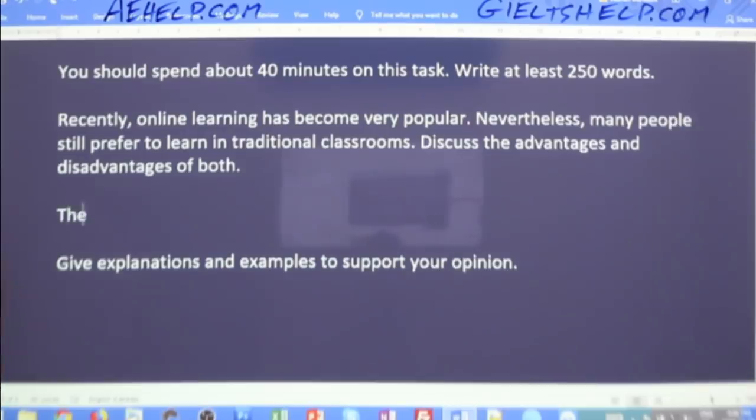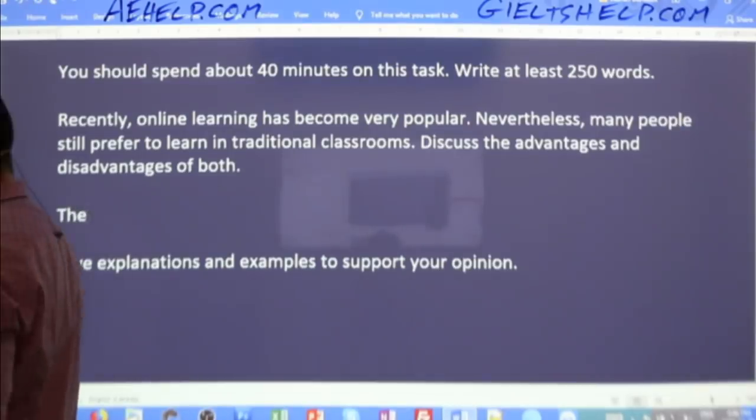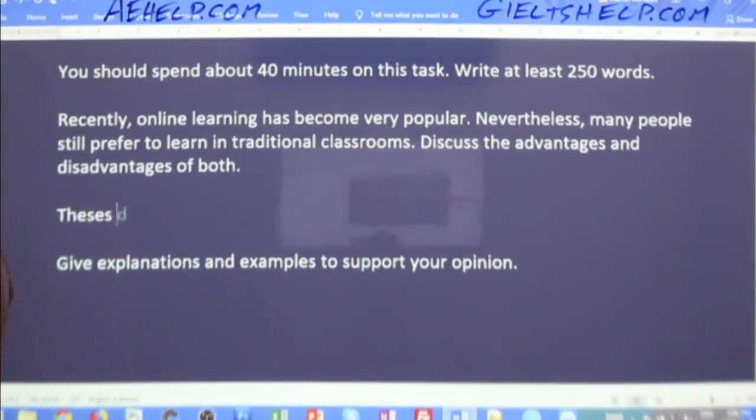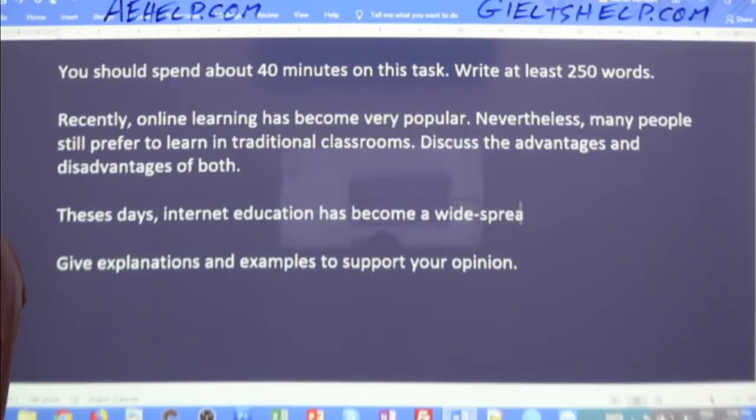So paraphrasing means to say the same idea using different words. So these days, internet education has become a widespread phenomenon.